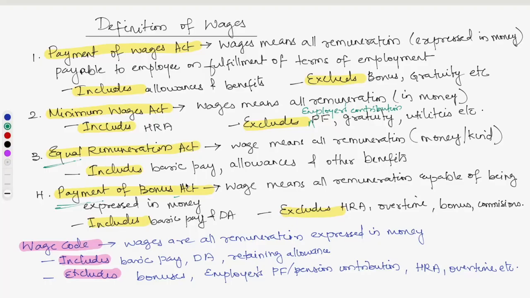Wages means all remuneration, whether it is by salary, allowances, or otherwise, has to be expressed in money and payable for employment, including basic pay, dearness allowance, and retaining allowance, but excluding bonuses, value of accommodation, employer's PF or pension contribution, conveyance allowance, HRA, overtime, commission, and gratuity. All right.